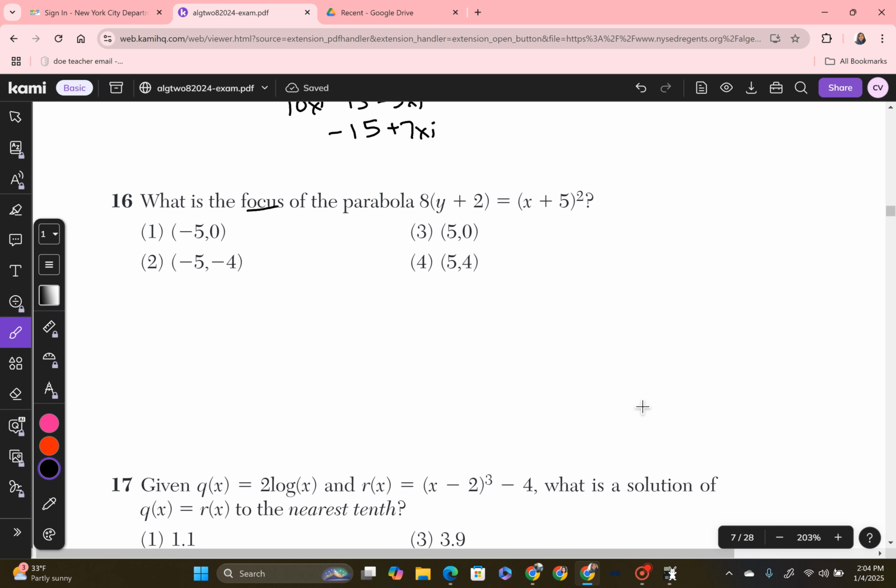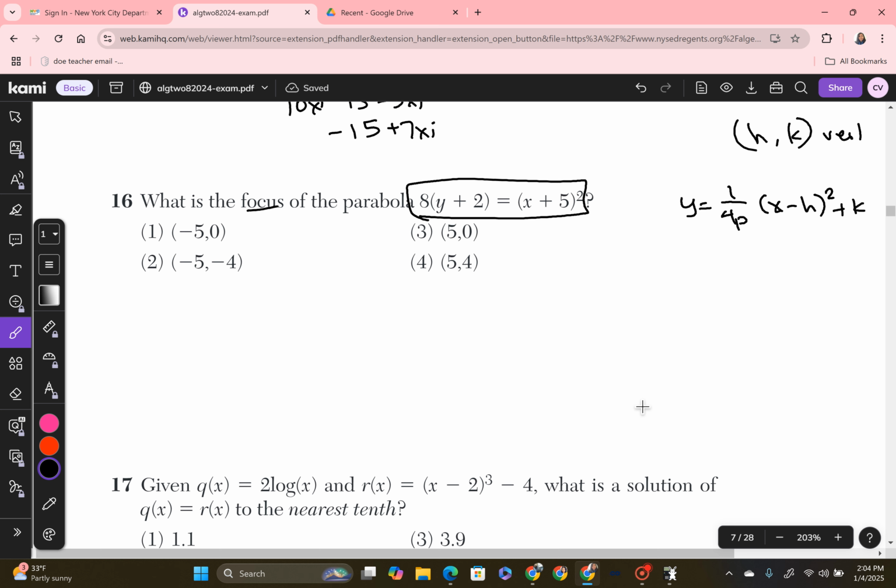So I showed you how to do this with a graph, but we have this weird looking equation here. The equation that we went through in class was y equals 1 over 4p times (x minus h) squared plus k. And our h and our k are the coordinates of our vertex. The p is the distance from the vertex to the directrix and from the vertex to the focus. Sorry, I said that too quick.